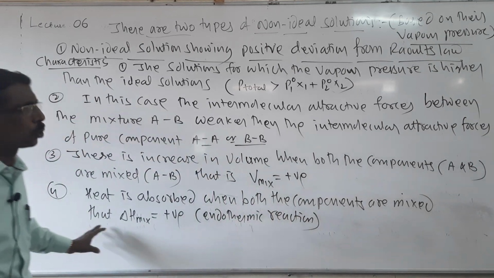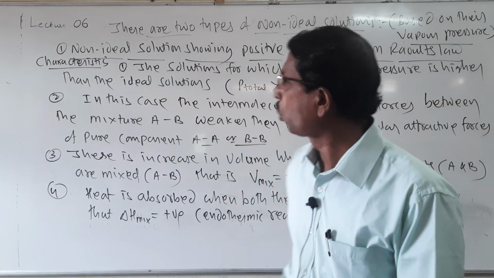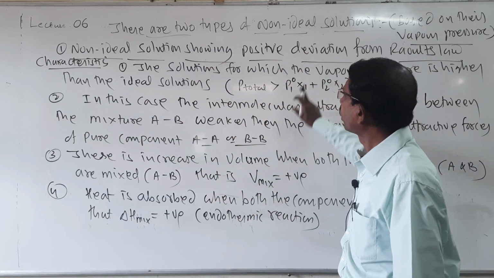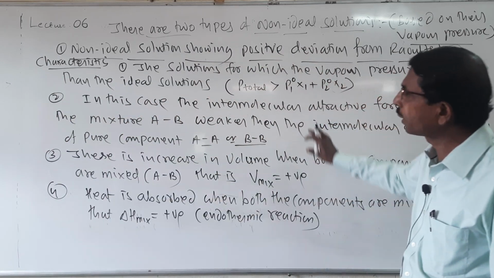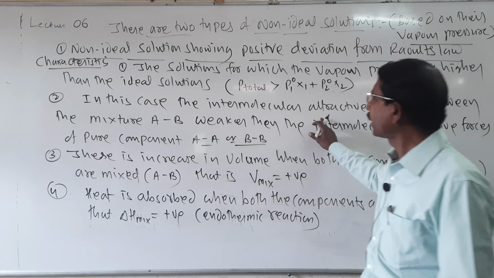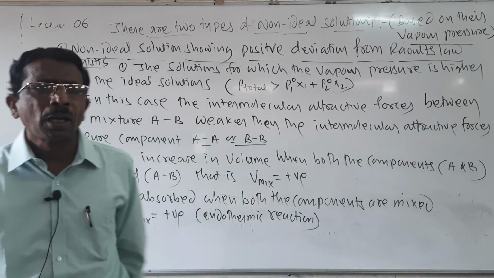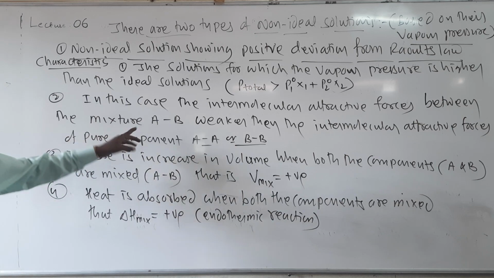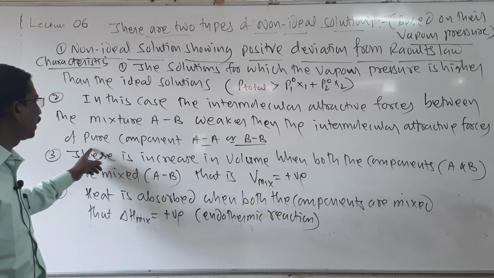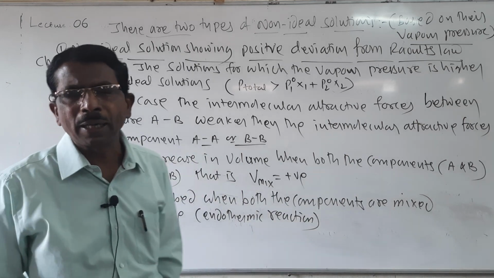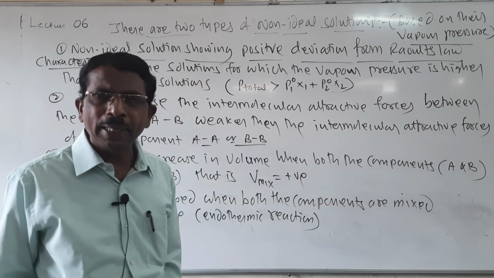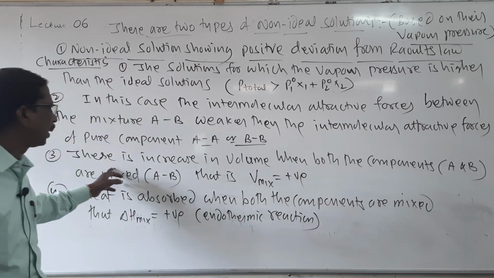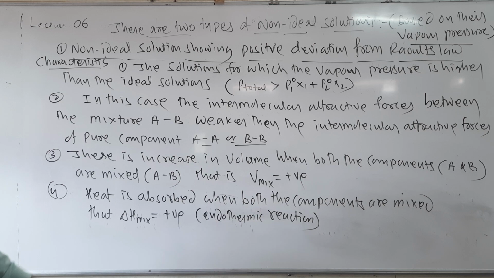Endothermic reaction. So, students, you have to write these four characteristic properties. The solution for which the vapor pressure is higher than the ideal solution, and in this case the intermolecular attractive forces between the mixture AB is weaker than the intermolecular attractive force of pure components AA and BB. So, as I already explained here. And then the fourth one, there is an increase in volume when both the components are mixed.